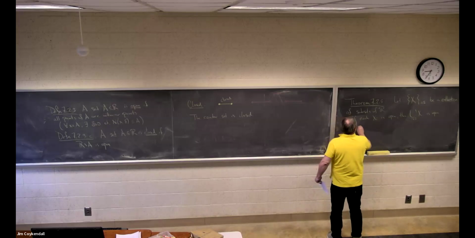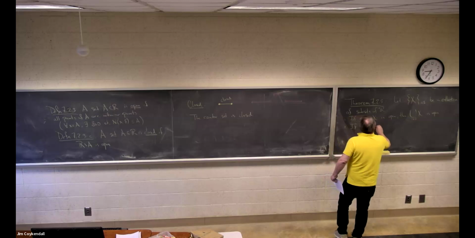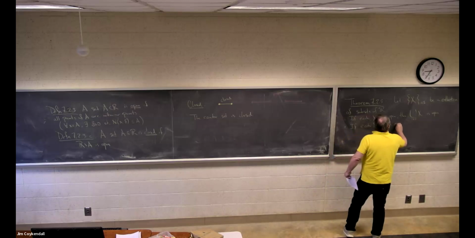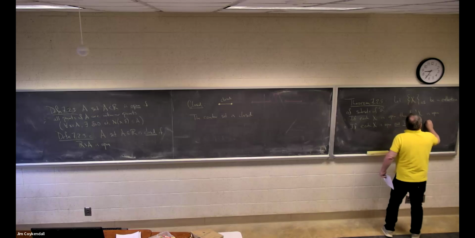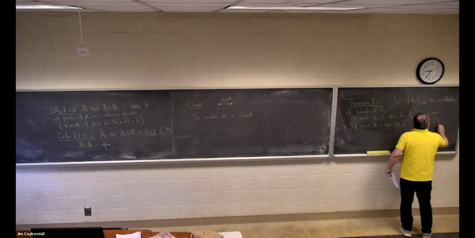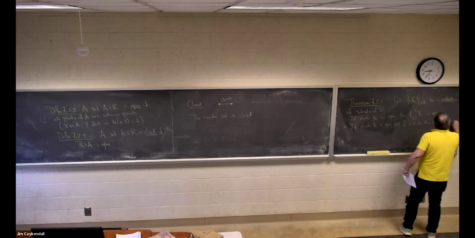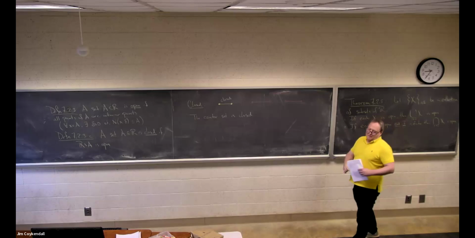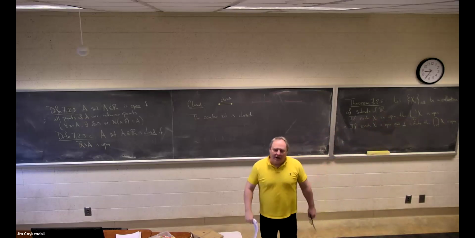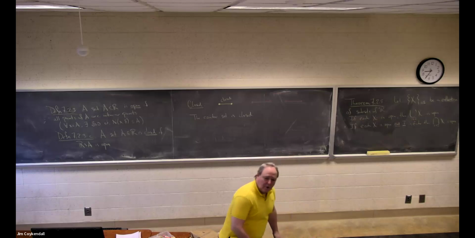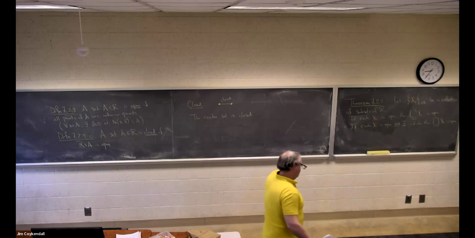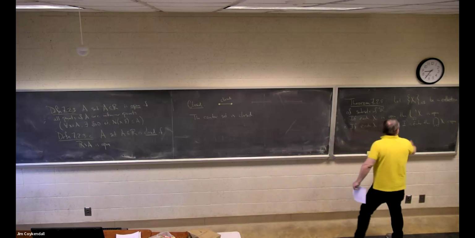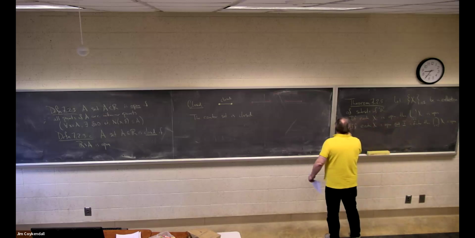Number 2, if each Xi is open and the index set is finite, then the intersection is open. So what the first part says is, if you have any collection of open sets, their union is still open, no matter what. Number two says, if I've got finitely many open sets, their intersection is open. You might say, is this true for any intersection? The answer is no. I'll give you an example.